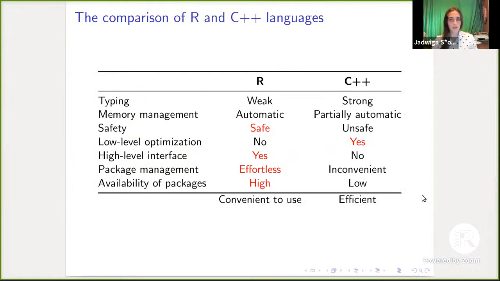Let's look at these two languages, R and C++. The most important takeaway from this table is that R and C++ are totally different. These languages are totally different in many cases. First, R is single-threaded, C++ is multi-threaded. R is high level, very convenient to use. We have a lot of useful packages which we can integrate, whereas C++ is rather lower level. However, it is efficient because it allows us to make some low-level optimizations.